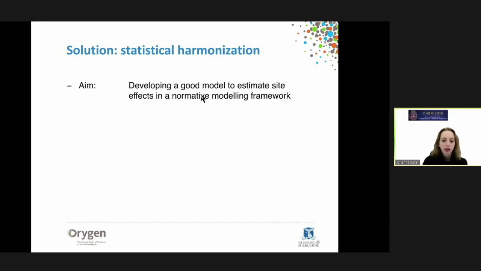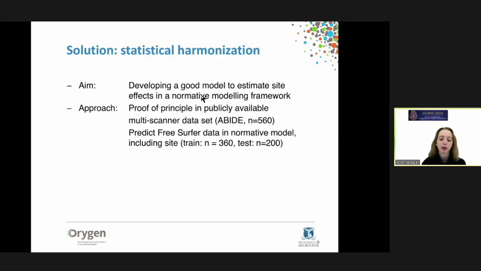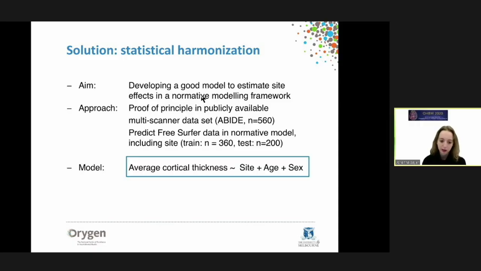In detail, one of my projects aimed to develop a good model to estimate site effects in a normative modeling framework. The approach I took was a proof of principle approach, and I used a publicly available dataset, the ABIDE dataset. The ABIDE dataset is actually an autism dataset, but I used healthy controls to create my models. Most importantly, it's a multi-scanner dataset, so the data was collected at 20 sites. I was working with the FreeSurfer data that comes with this dataset, and I used a normative model with site as a predictor to predict this FreeSurfer data. I also ran a train test split approach, so I trained my data on a training set and then tested it in a test set.